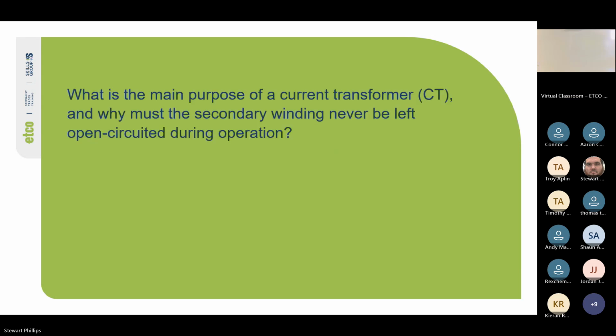Cool. So what is the main purpose of a current transformer or a CT? And why must the secondary winding never be left open circuit during operation? If you only know what it's for, then just tell me what it's for. If you can think of a danger, let me know the danger.